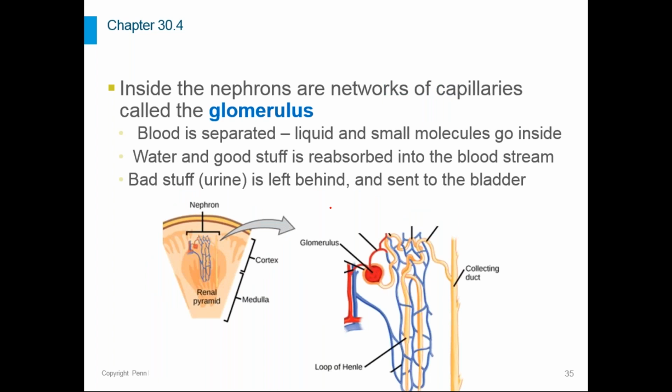Capillaries are very, very tiny blood vessels. So when the blood gets to the glomerulus, the water and small dissolved substances can get inside of it, and the blood cells and the large proteins are stuck outside. Then in the glomerulus, where you have water and some dissolved substances, some of the water and the good molecules are reabsorbed and sent back to the rest of the blood. And then they return to circulation.